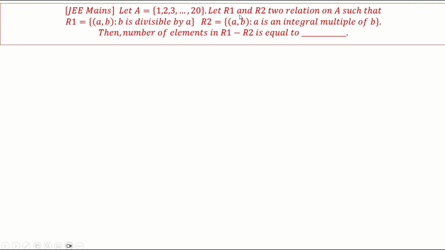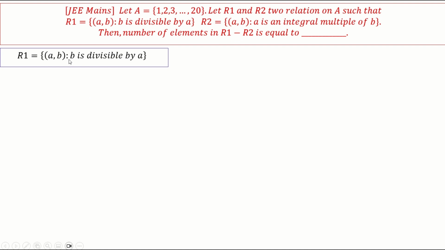A is 1 to 20. Let R1 and R2 be two relations on A such that R1 equals (A, B) where B is divisible by A. R2 is (A, B) such that A is an integral multiple of B. The number of elements in R1 minus R2 is equal to. Okay, so first form R1 and R2. Let's see how many values will come.